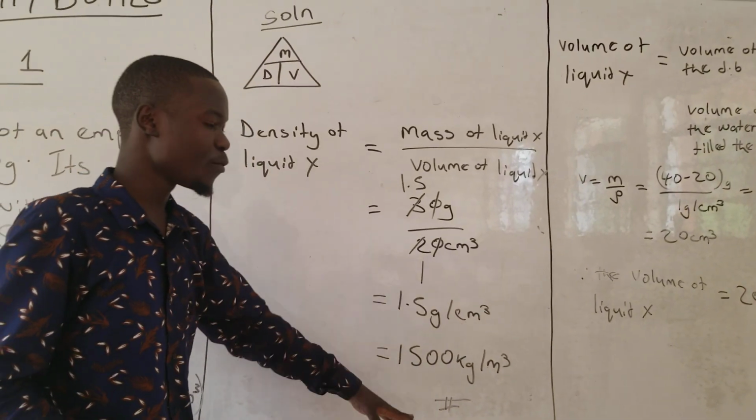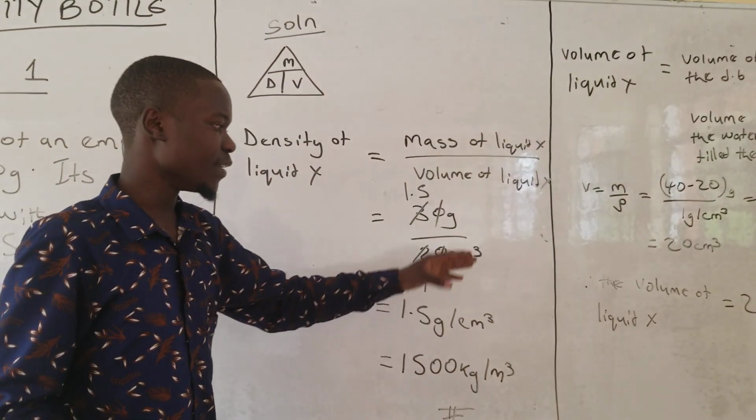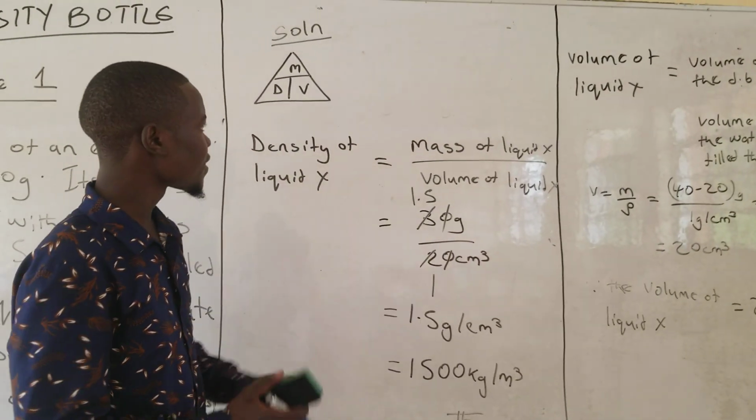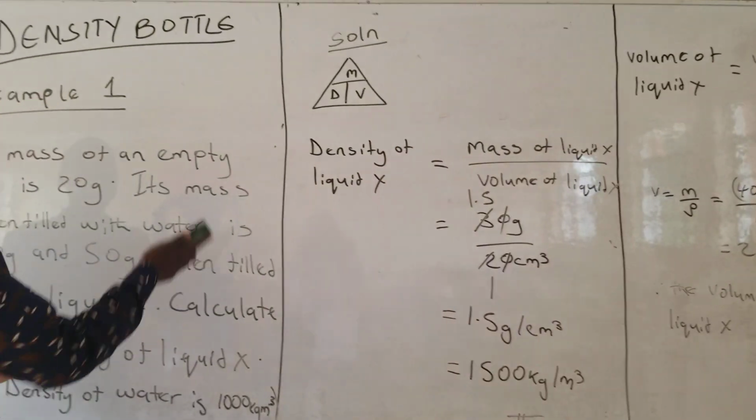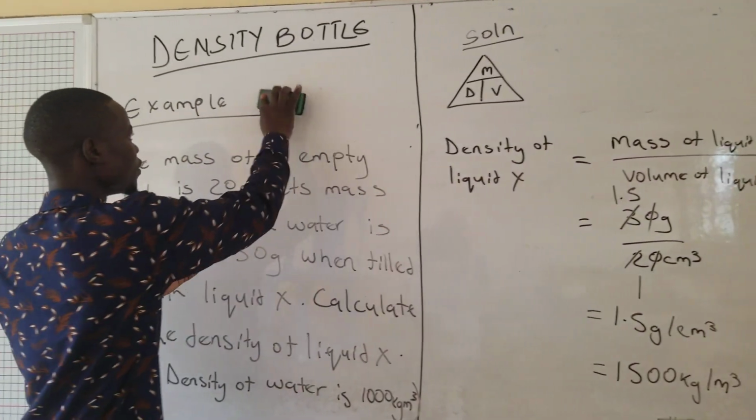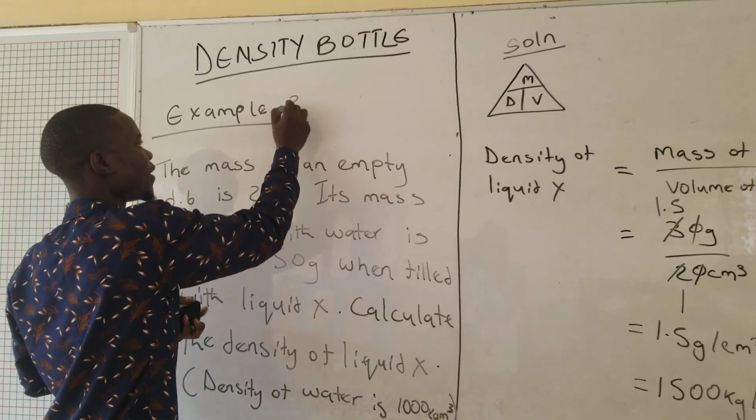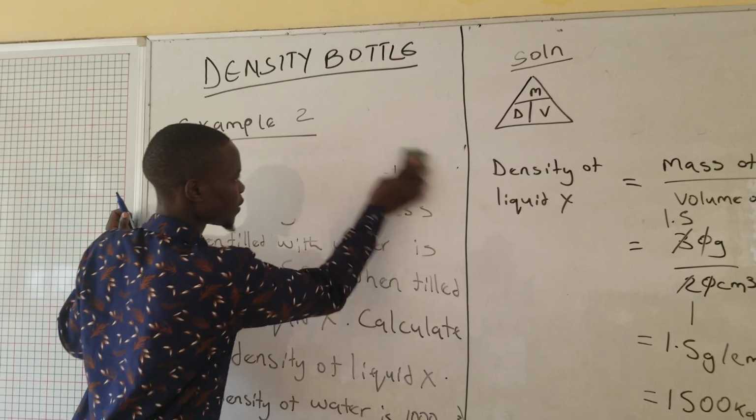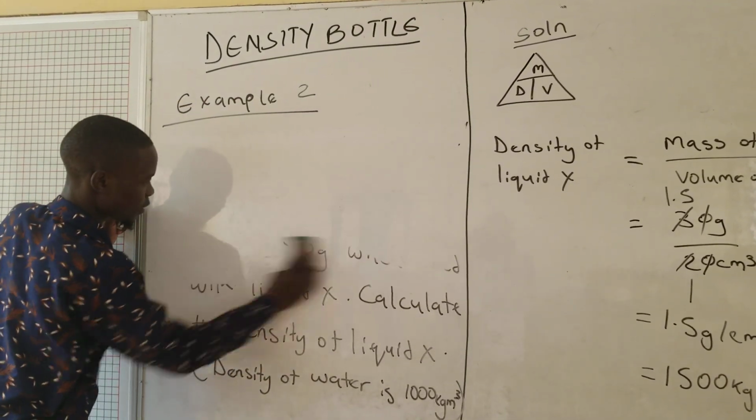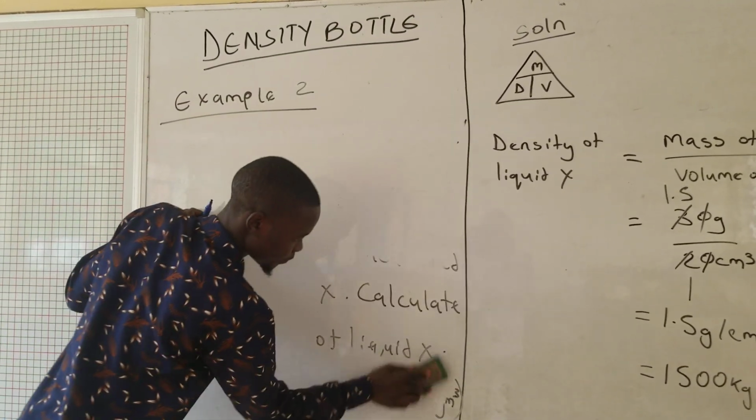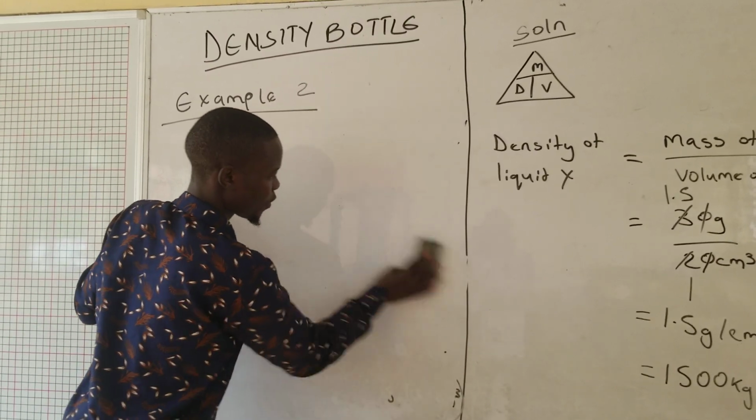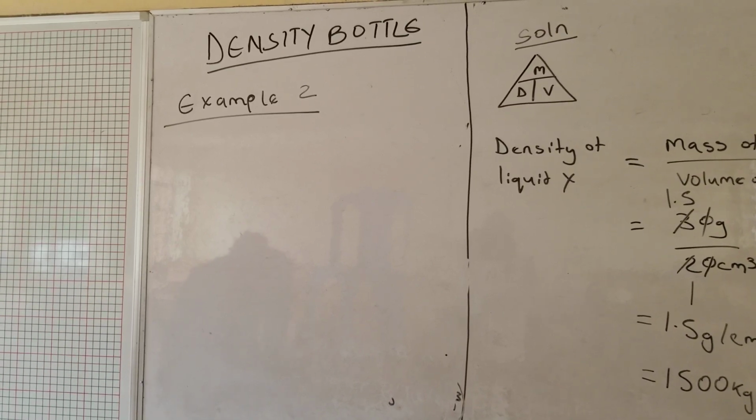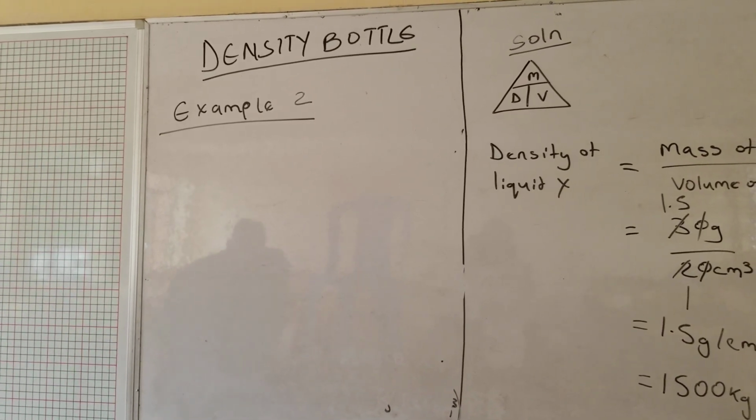I said the first example we are going to look at the density of a liquid, and the liquid we've used is called liquid X. The second example that I want us to do, so let us write here example 2. It is going to determine the density of a solid. Let us take a look at the second example. Let us also get the second example from one of the questions from the KLB.